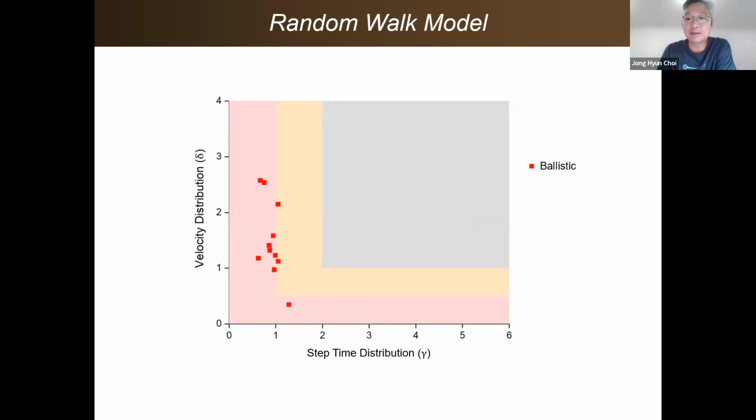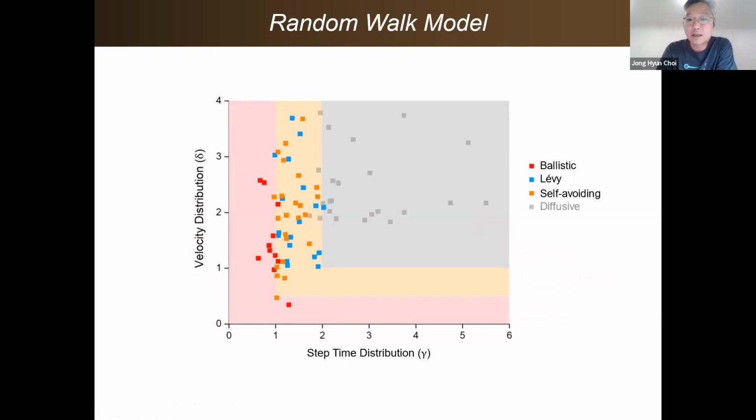If we plot our experimental data, the ballistic observations fall into the ballistic profiles, and then Lévy flight as well as self-avoiding motions, these two constitute the super diffusive behaviors, and then obviously the diffusive motions. So with this model, we have a better understanding of how to provide different types of motion behaviors to these small vesicles.